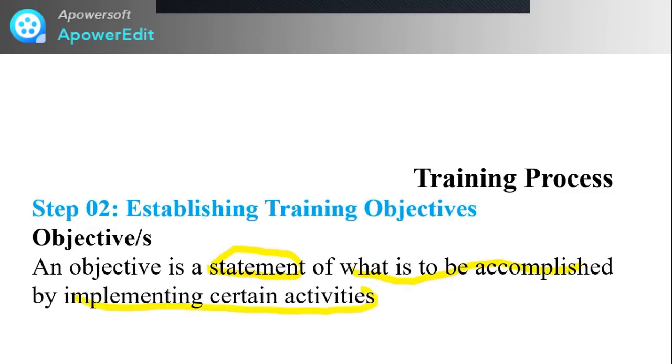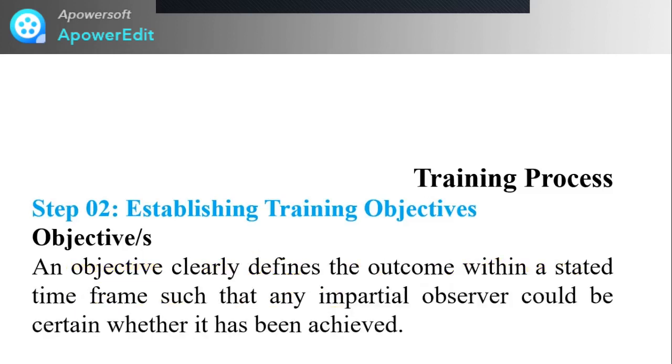Here the activity is the training activity, the training program. Then through the training program, what is the thing we expected? When we write the thing we expected from the training program, that is the objective. An objective clearly defines the outcome within a stated time frame. The important thing is the time frame. Within this time period, we achieve this outcome, such that any impartial observer could be certain whether it has been achieved.